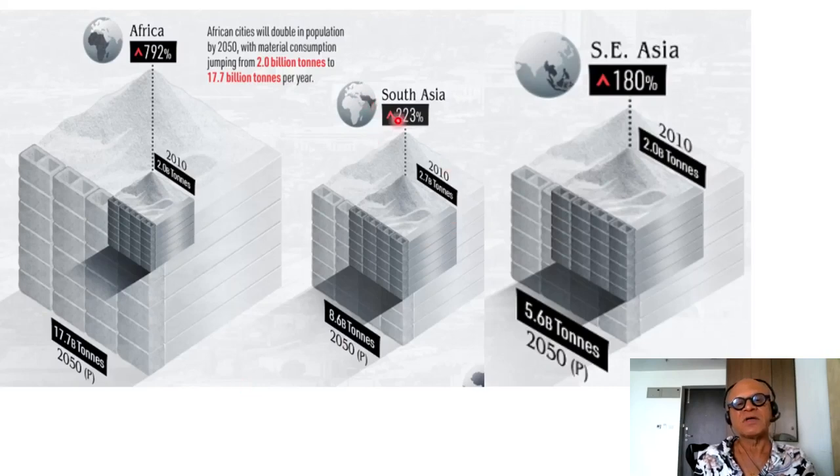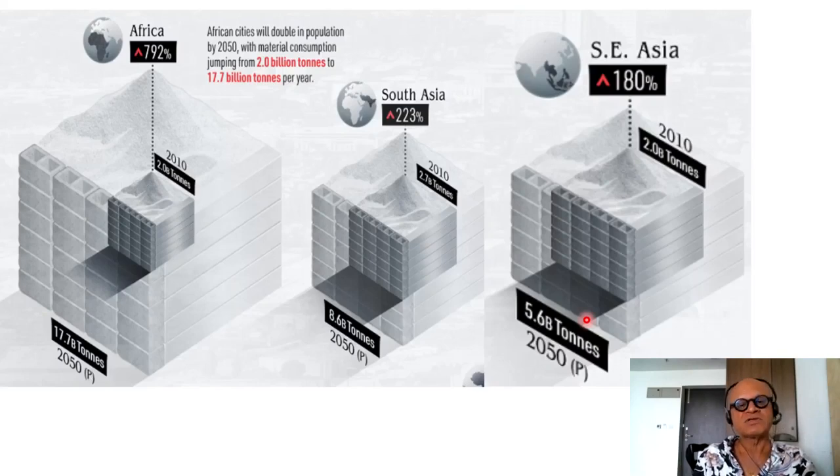In South Asia, this is the part covering here all the way across from Iran, Pakistan, parts of Afghanistan, India, Bangladesh, Nepal and so on, goes from 2.7 billion tons to 8.6 billion tons in 2050, a rise of 223%. Southeast Asia, which includes Burma, Thailand, Malaysia, Indonesia and New Guinea and all these regions here, will jump by 180% from 2 billion tons to 5.6 billion tons. Okay, so not really small numbers.